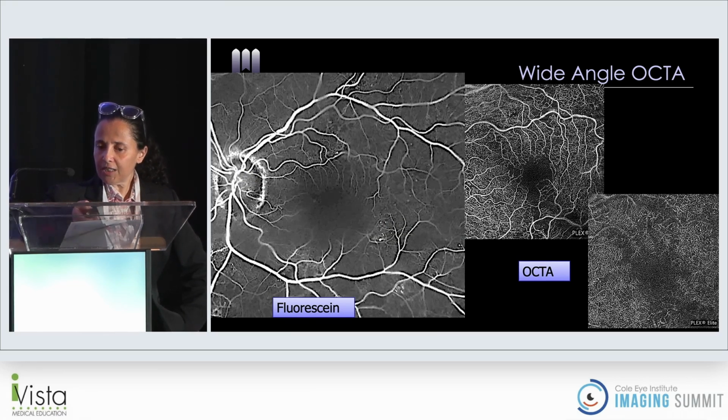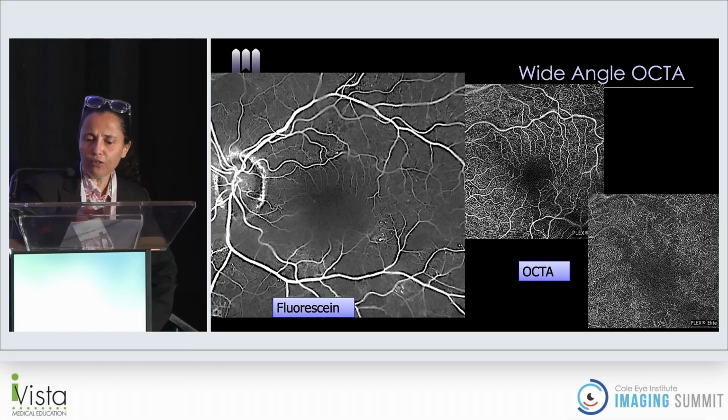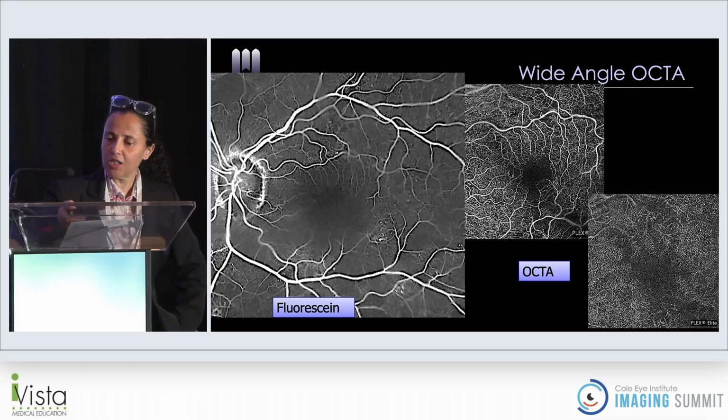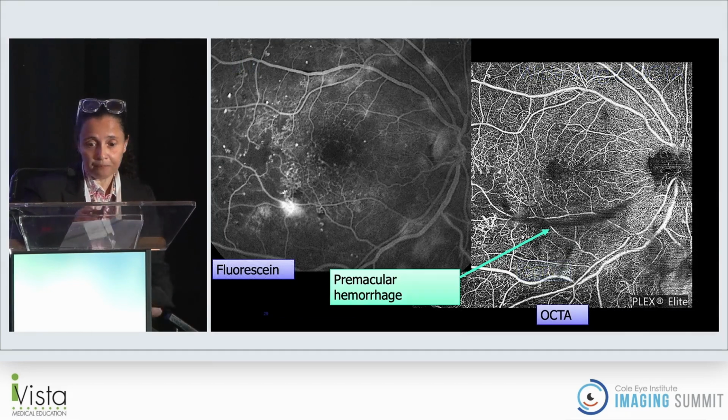But here's an example comparing a fluorescein angiogram and an OCT angiogram. It's really hard to see the non-perfusion here on fluorescein, but as you can see with the OCTA, with the swept source, you could see deep capillary non-perfusion and enlargement of the FAZ, areas of non-perfusion that are really harder to see on fluorescein.